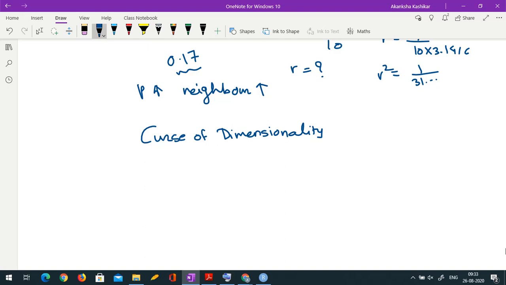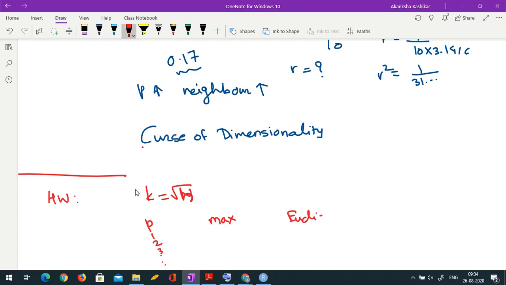Now I have some homeworks for you. First, let me give a small homework which can be done even manually. If you take k equal to square root n, small n, how does the maximum distance of the neighbors change with p? I have calculated 1 and 2 here, go with 3, 4, etc. and try with both Euclidean as well as Manhattan. I did only Euclidean for 2, but you should try with Manhattan also. And try to see how these things change.